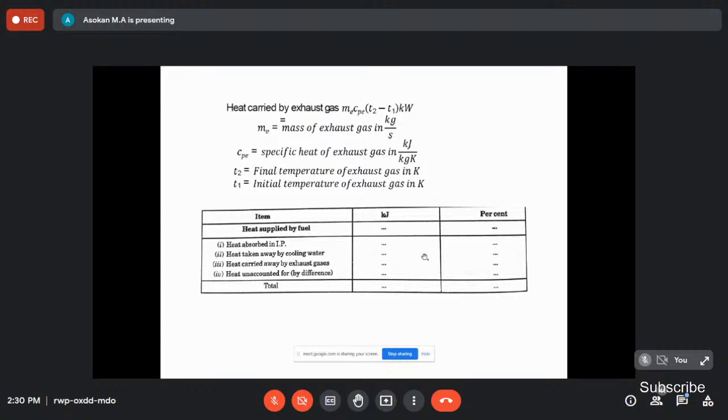Then you can tabulate the heat supplied by the fuel in terms of percentage. It is 100%. Then the heat absorbed by the indicated power: how much amount of heat is absorbed only for developing the indicated power? What percentage? Then the heat taken away by the cooling water, in terms of percentage, like that.